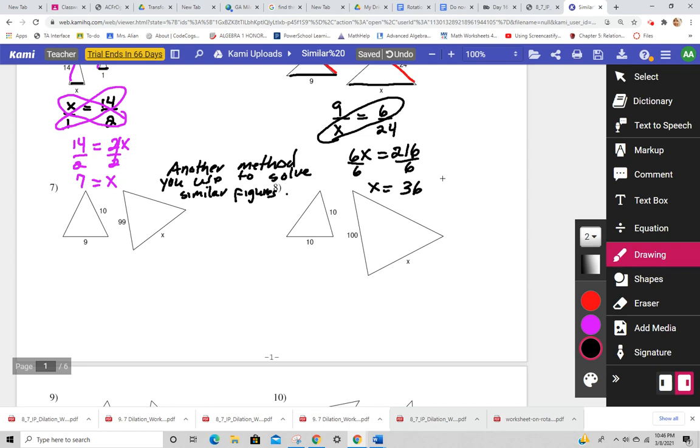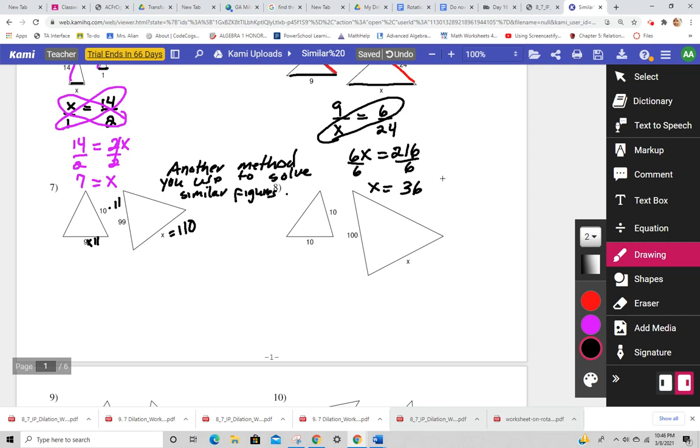I see this is 9 and this is 99. That means if I take this and multiply it by 11, I get this side. Well, if I multiply this by 11, I have to multiply this by 11. So that means this is 110. So you can do that too, if the numbers are nice enough and easy enough to do.